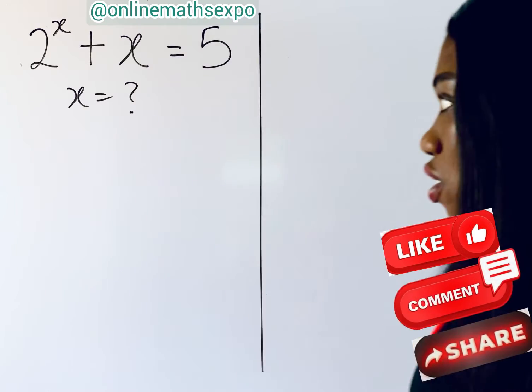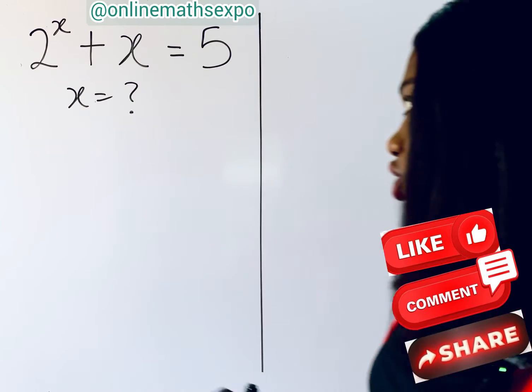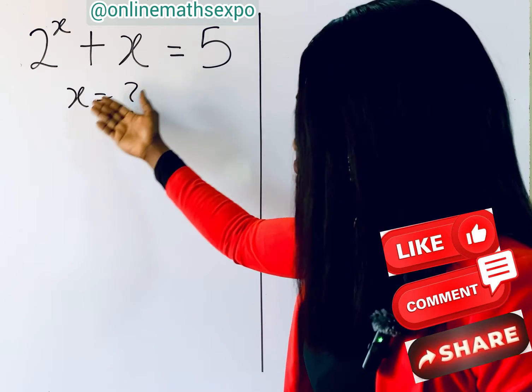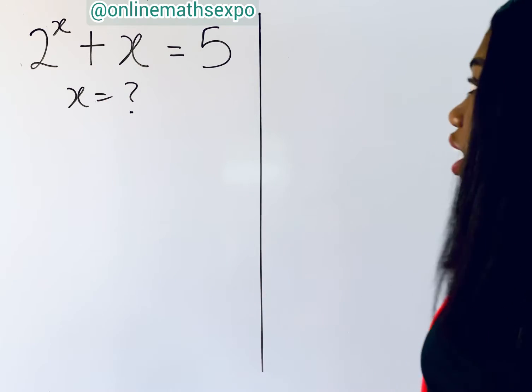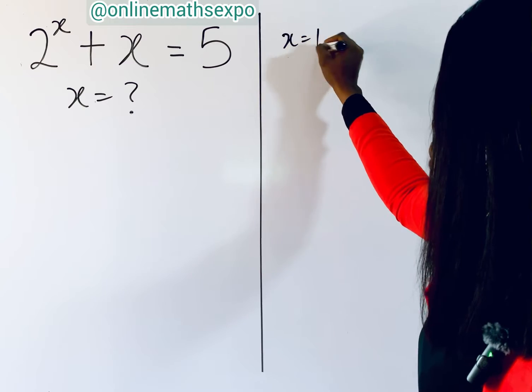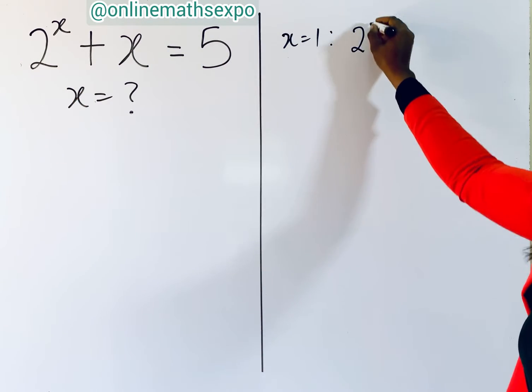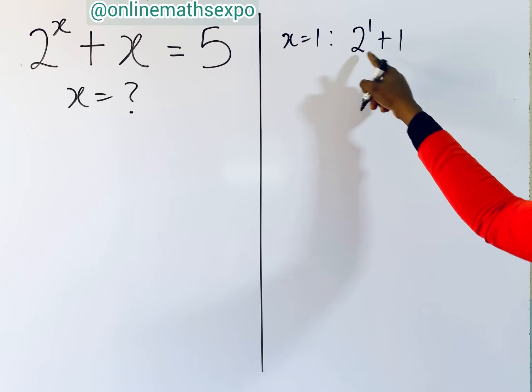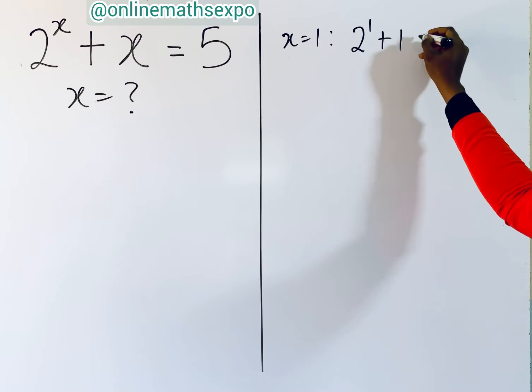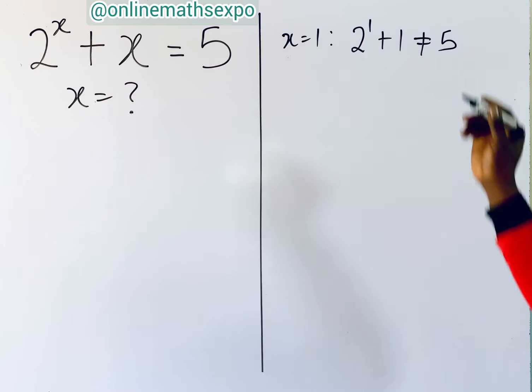Now, to solve this, first, let's do a little check. This is what we are given to get the value of x. Now, let's suppose that our x is 1. If you plug x here, you are going to have 2 to the power of 1 plus 1. You see that when you simplify this, it is not equal to 5.